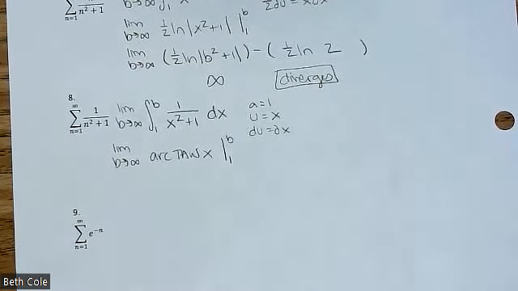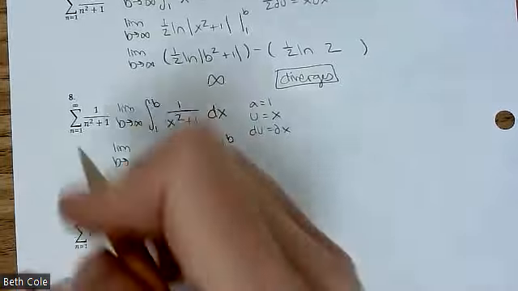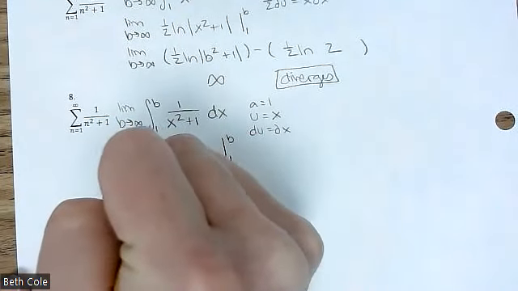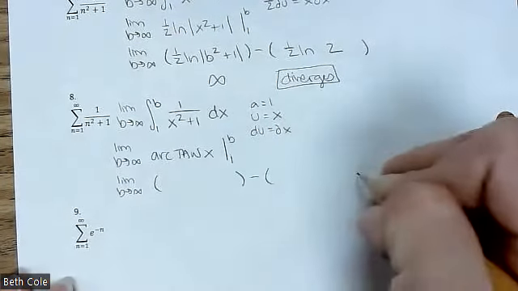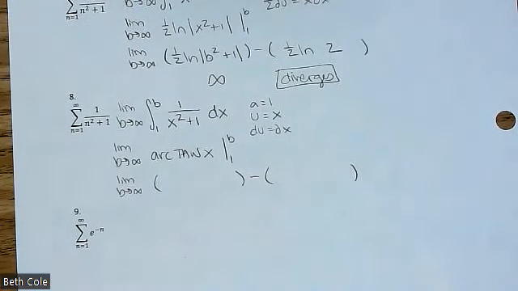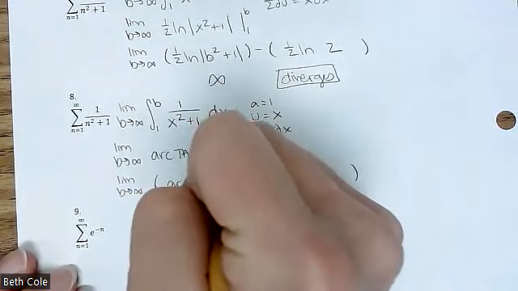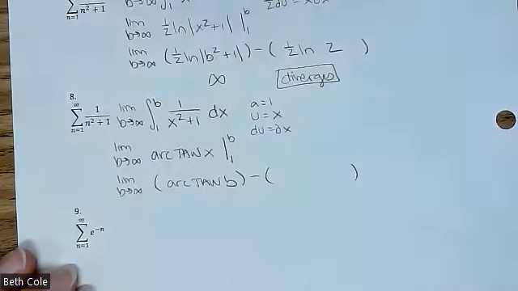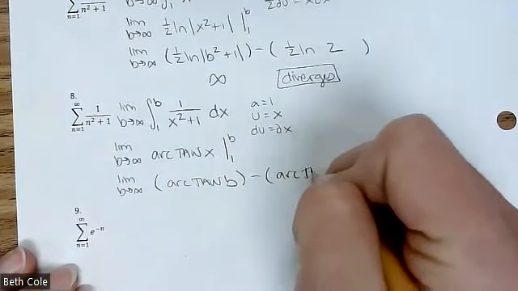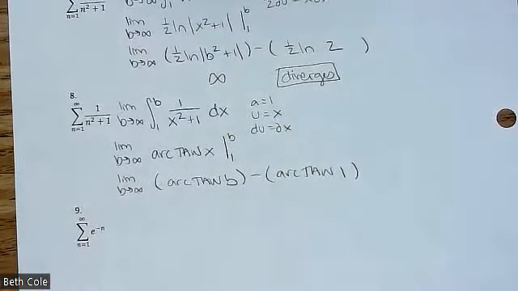I know you're going to hate this problem. All right, limit B goes to infinity. Upper boundary minus lower boundary. So when you plug in B, it's just going to be arctangent of B, basically just recopying that with a B in it, and then minus arctangent of 1. Now, evaluating that is the tough part.